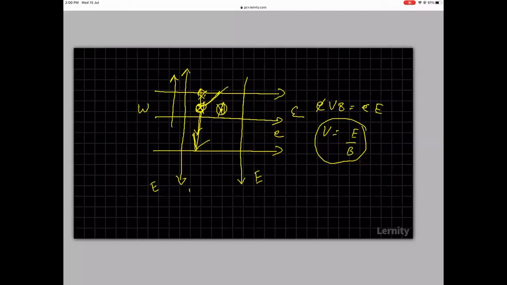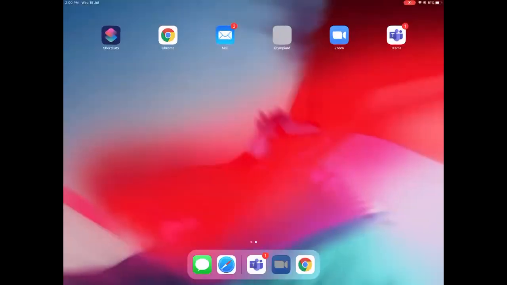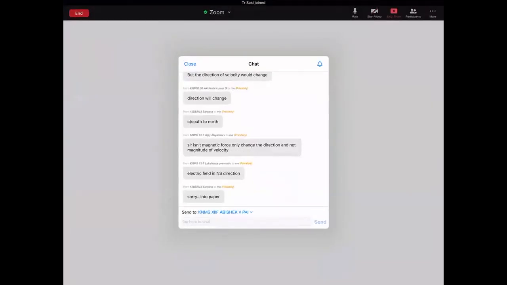But you have a negative charge. Because of the negative charge, the force will be in this direction. That is the direction in which you want the force. So that is the correct answer. So it will be into the plane of paper. A magnetic force can only change the direction and not the magnitude of velocity. You're right.